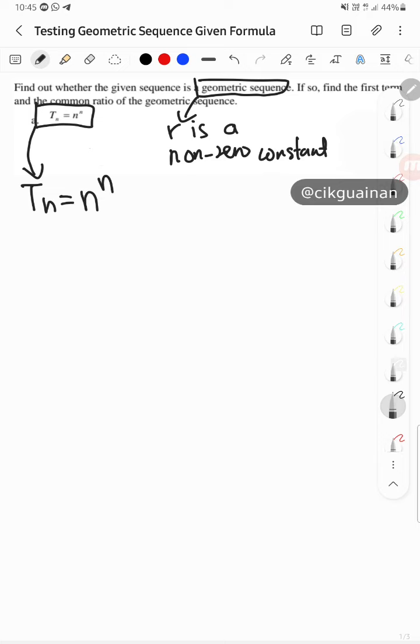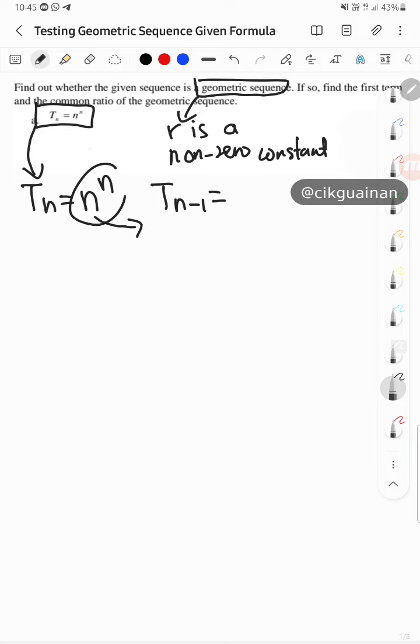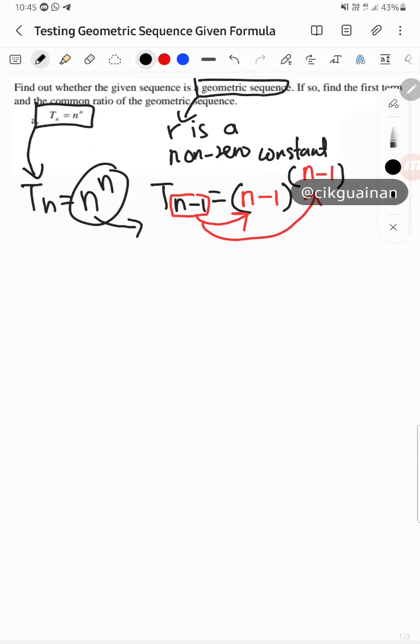From here we have to generate another term, Tn minus 1. We have to change whatever n inside here into a bracket. So the n down here I change into a big bracket, and the power n over there I also change into a power of an empty bracket. Then we substitute n minus 1, the modified one, inside here, and also n minus 1. So that is Tn minus 1.